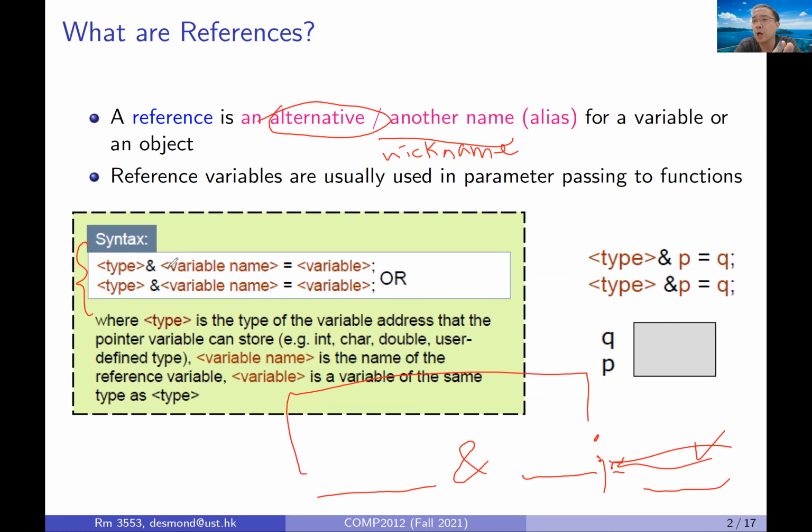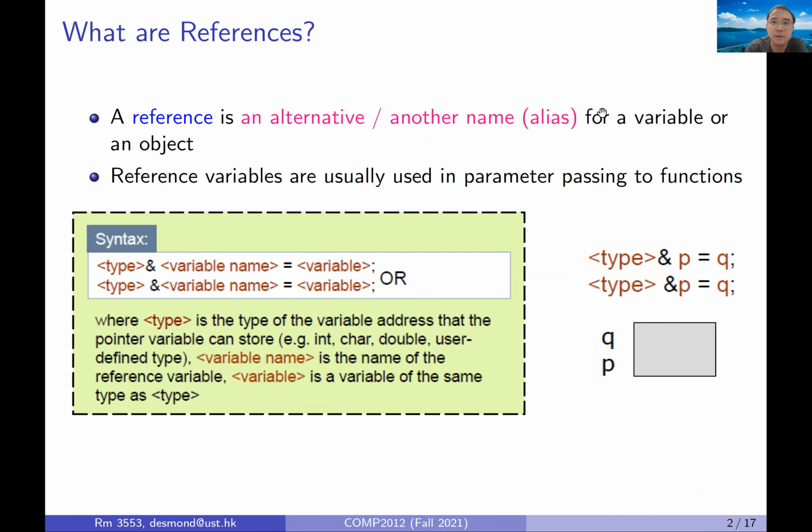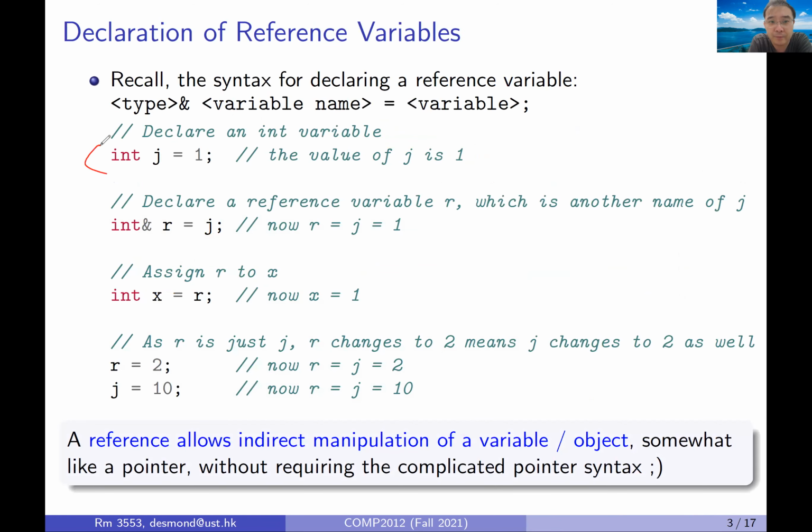Okay? Example. Int j equal 1. Like this. Okay, this one is what? I define a nickname R. How do you know this is a nickname? Because the ampersand is in the middle, left-hand side a type, right-hand side a name, then this is a nickname. Nickname R, give it to J. Ah, J, you are lucky. From now on, you have two names, J and R.